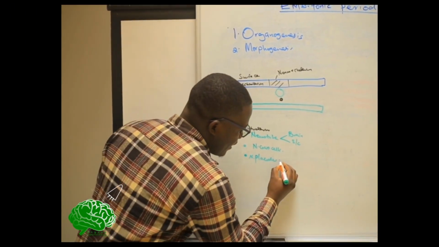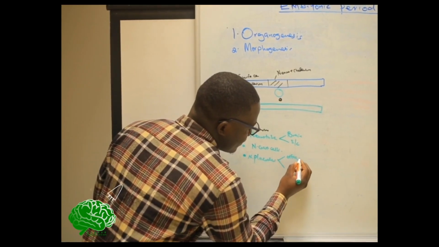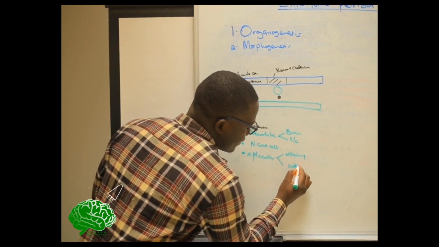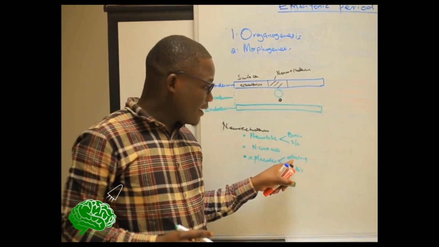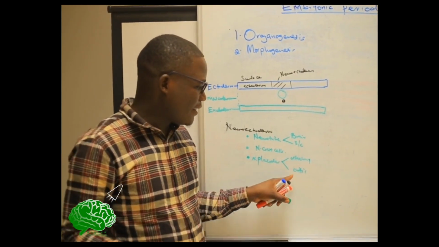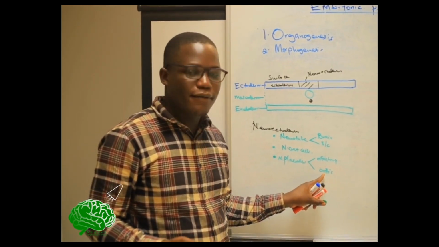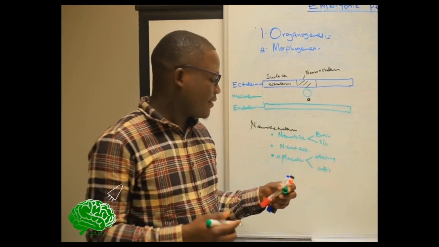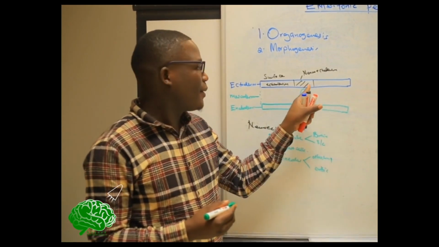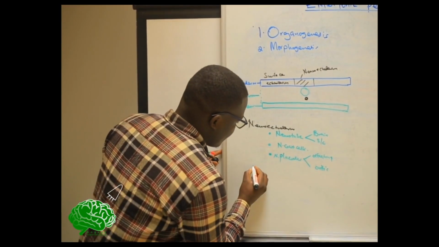These neuroplacodes are of two types. One is the olfactory placode, and then the otic placode. The olfactory placode will eventually give rise to the olfactory nerve, and then the otic placode will give rise to the vestibulocochlear nerve. Then the periphery of the ectoderm, which forms the surface ectoderm, also gives rise to some structures.